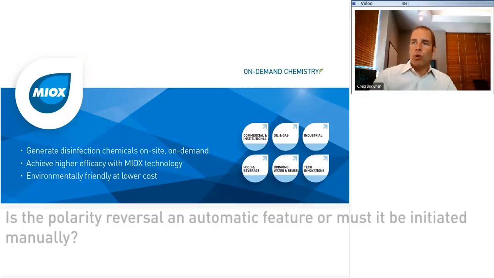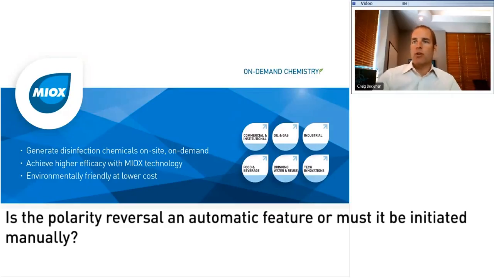Question about the reverse polarity. Is it an automatic feature or must it be manually initiated? It is an automatic feature, but we will change it at system commissioning.